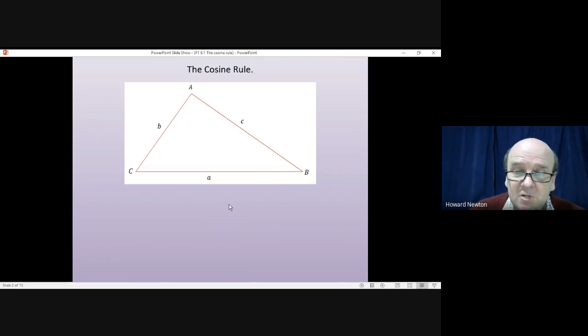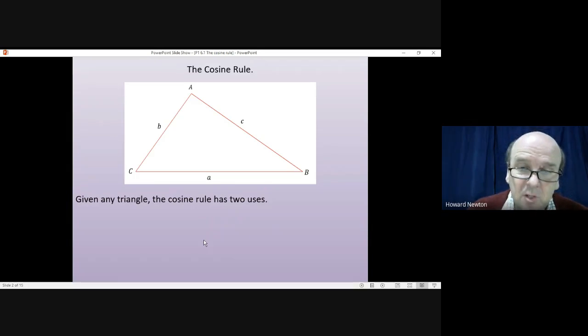The standard notation for triangles is if you label a corner with a capital letter, then the opposite side is labeled with the same letter, but lowercase. So the lowercase b is opposite the capital letter B for the angle.